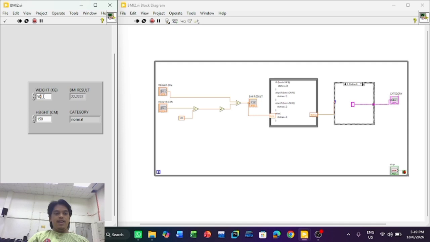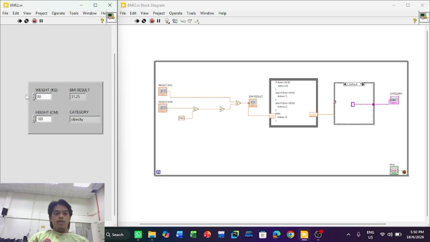And after that, change the weight to 60, and the height is 155. So the BMI result here is 24.97, and the category here is overweight. After that, change the weight to 80, and the height is 160. Okay, so here the BMI result is 31.25, and the category here is obesity.